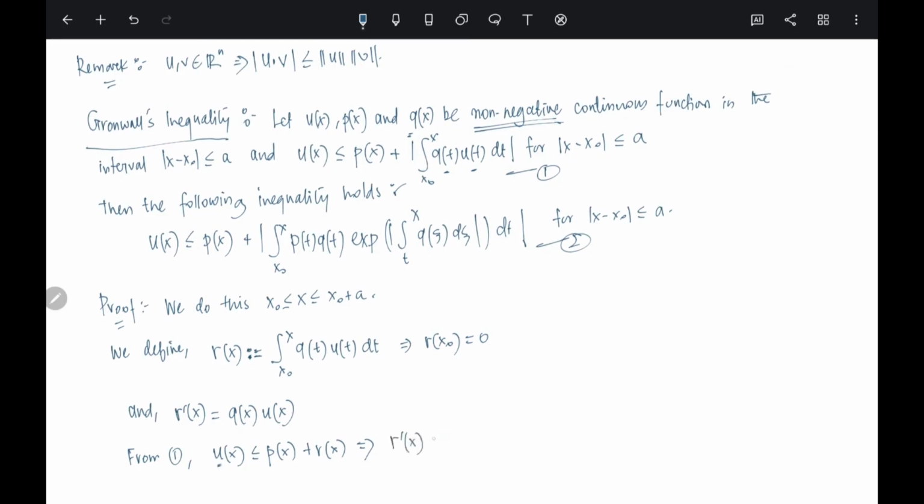So this becomes r prime of x is less than or equal to p of x u of x plus r of x u of x. I hope this is clear, right? Now you see, this is basically an inequality where it looks like this: r prime of x minus q(x) r(x) is less than or equal to p(x) q(x). This is what it means, right? Now you see, this is basically nothing but an ODE, right?